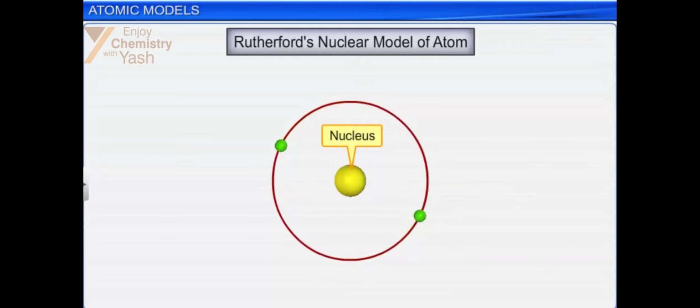Electrons are found outside the nucleus. They revolve around the nucleus with high velocities in circular paths, so as to counterbalance the electrostatic forces of attraction between the protons and electrons.